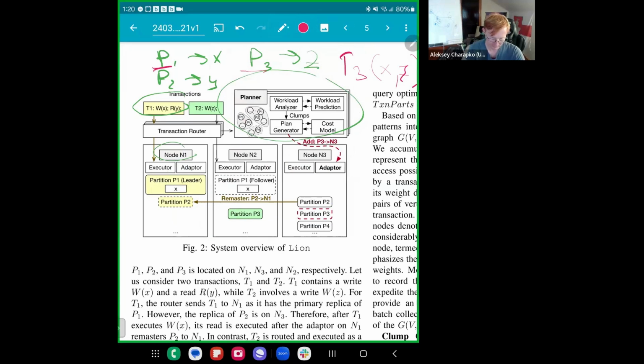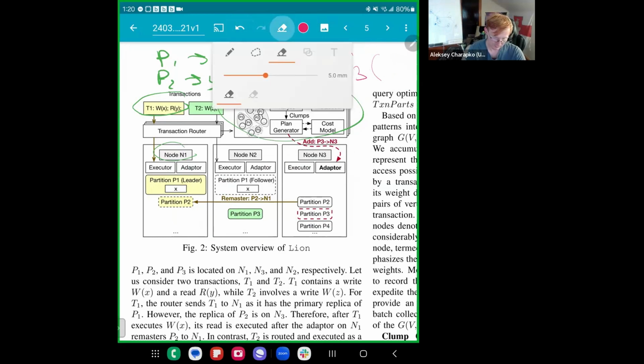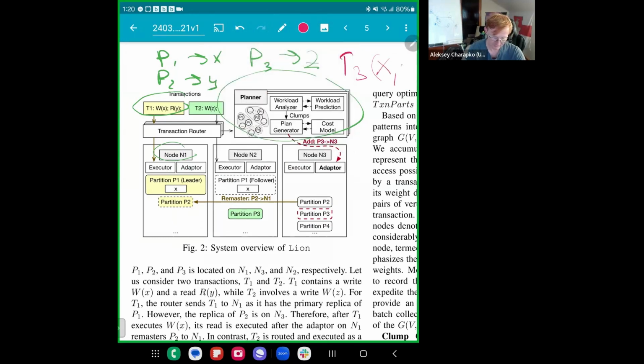Let's make it X and A, and partition 4 has an object A, right? There is no node that has partition 1 and partition 4, so that will be like a distributed transaction. T3 has to be distributed. But it will collect this information that, hey, we had the transaction that accessed partition 1 and partition 4. It was a distributed transaction. We had to use distributed two-phase commit and OCC and whatnot.